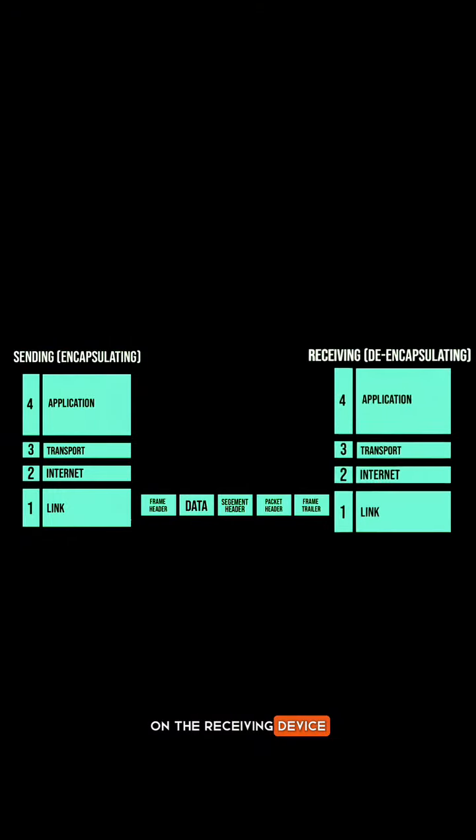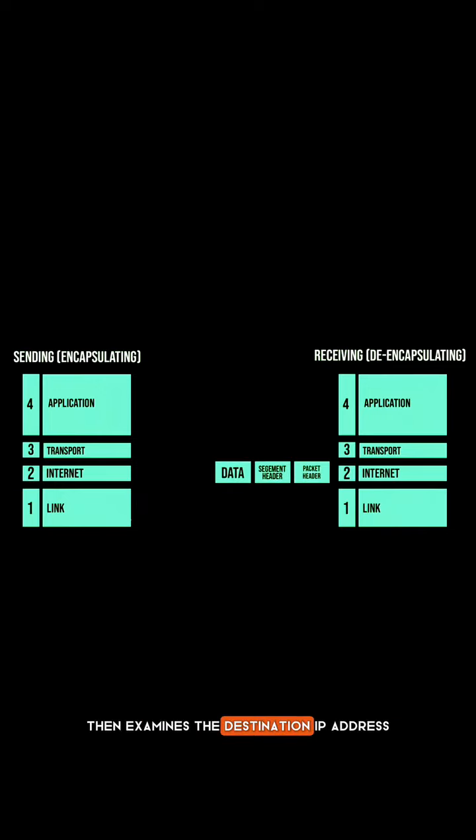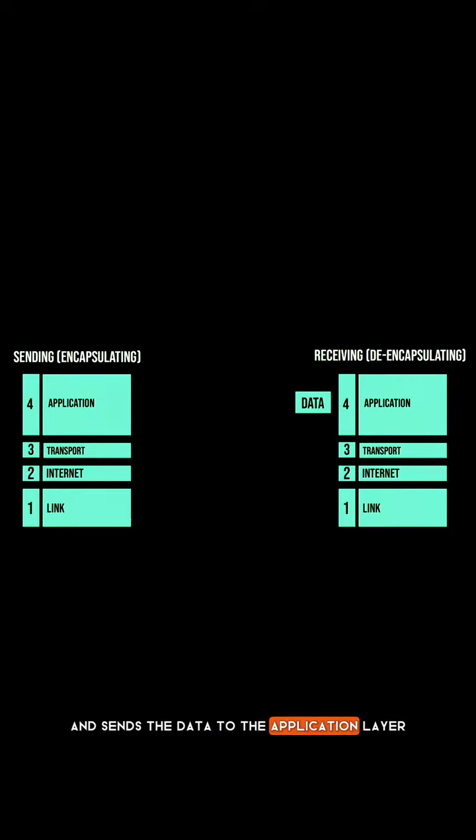On the receiving device, the packets are received by the link layer, which removes the MAC addresses and sends the packets to the internet layer. The internet layer then examines the destination IP address and sends the packets to the transport layer. The transport layer then reassembles the packets and sends the data to the application layer.